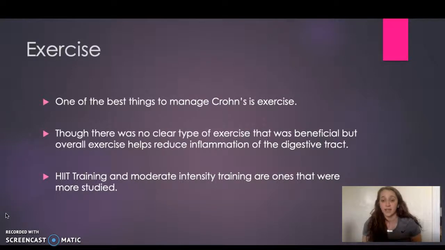One of the studies that I looked at was HIIT training, so high intensity interval training, and moderate intensity training were the ones that were more studied. They were the most beneficial. It wasn't so much about reducing the inflammation, but a lot of it was helping the overall quality of life and how they felt better because they were working out.